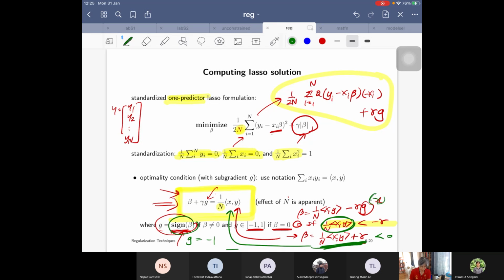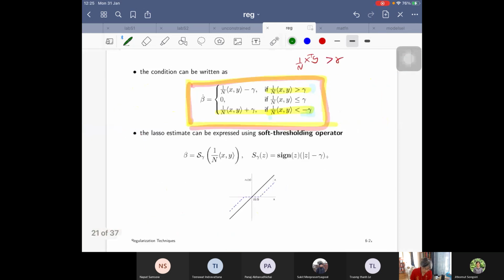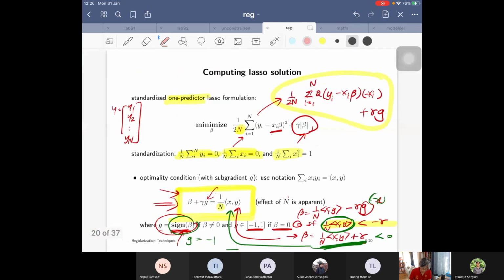Now the last one is the pink one, when the inner product of these two guys is less than gamma.